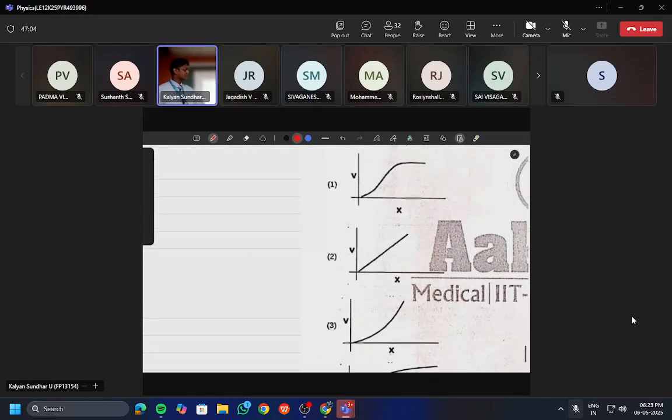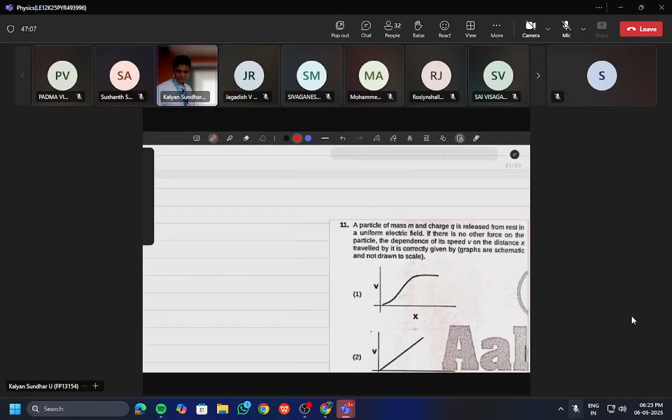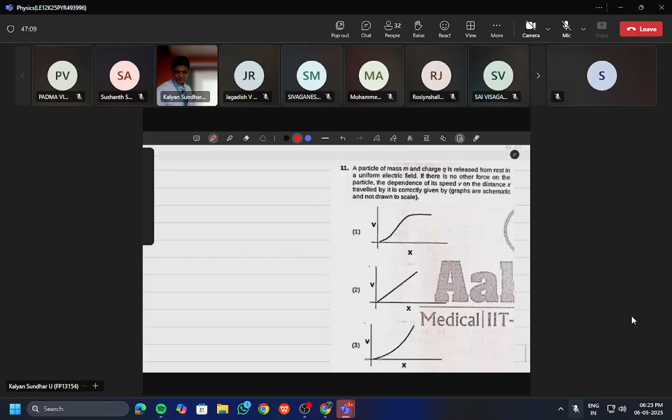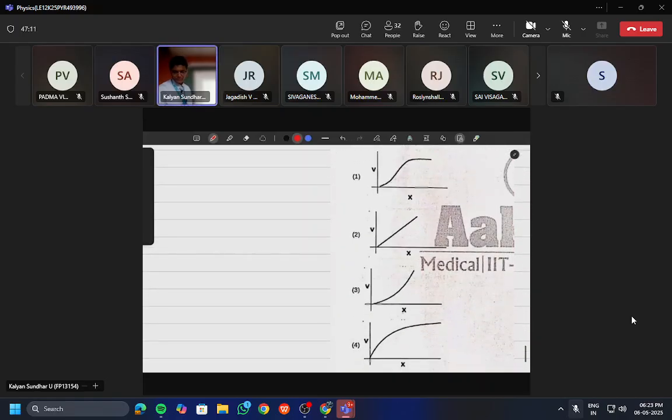V versus x graph. So these are the graphs, these are the options. So these are the four options. You have to prove how the V versus x graph will look.